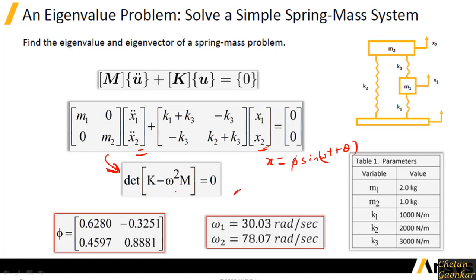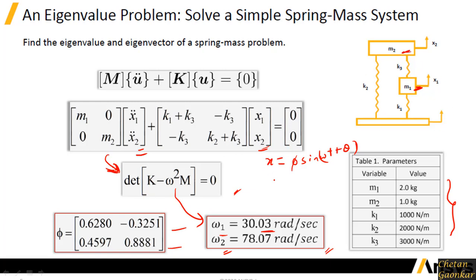As we have seen, in order to avoid the trivial solution, we need to say that the determinant of this will be equal to 0. From here, one will be able to obtain the two natural frequencies, omega 1 and omega 2, for these given values. We get the first natural frequency as this and the second natural frequency as this. And why are we getting these two natural frequencies? Because this is a 2 degree of freedom system. So obviously we'll end up getting two natural frequencies, and with each natural frequency we have a particular mode shape for this discrete system.